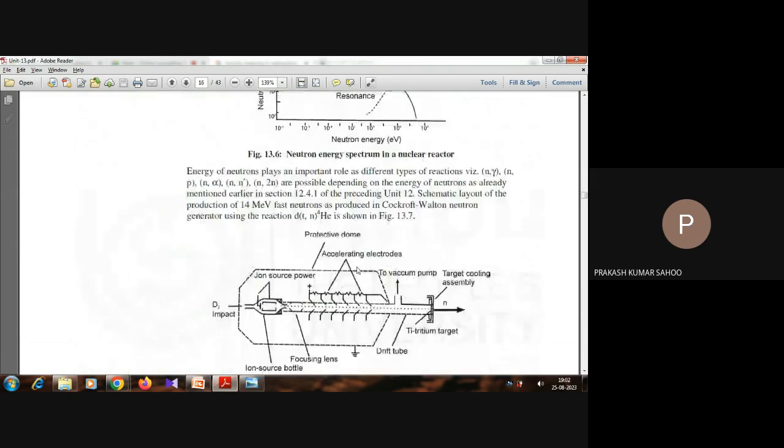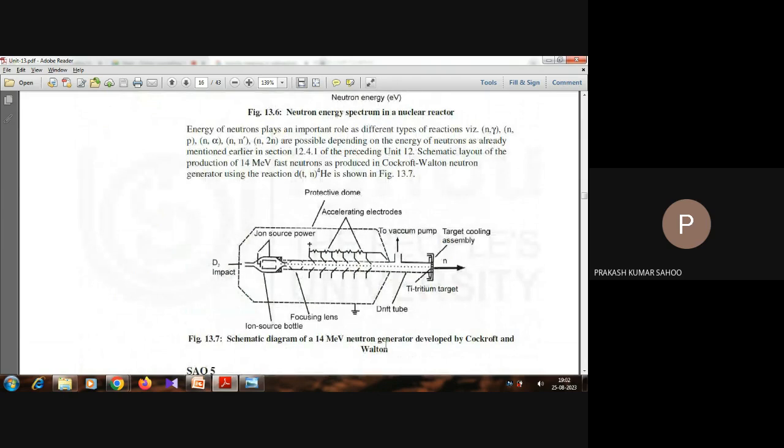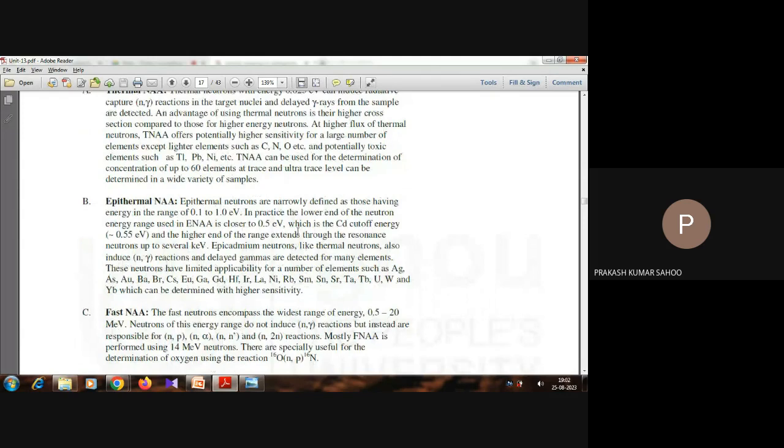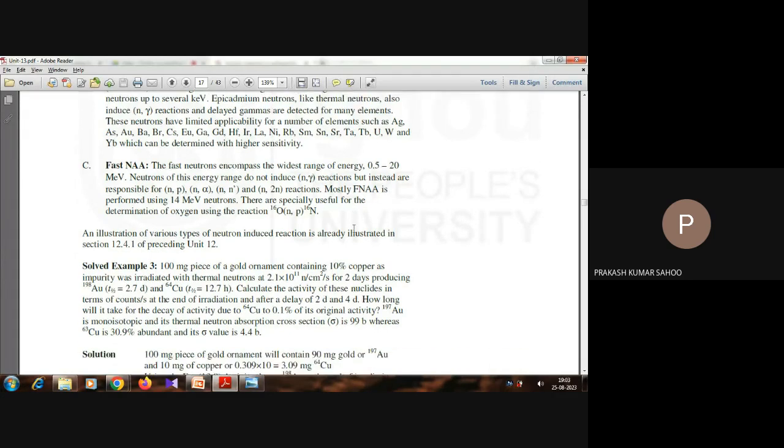Then this is the neutron generator developed by Cockcroft and Walton, a historical development, followed by thermal NAA, where there is application of heat or temperature. Then epithermal neutrons are narrowly defined as having energy in the range of 0.1 to 1.0 electron volt. Then fast neutron activation analysis is the widest range, which will produce 0.5 to 20 mega electron volt energy.